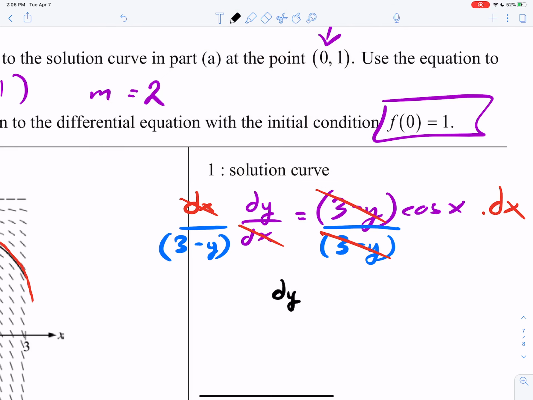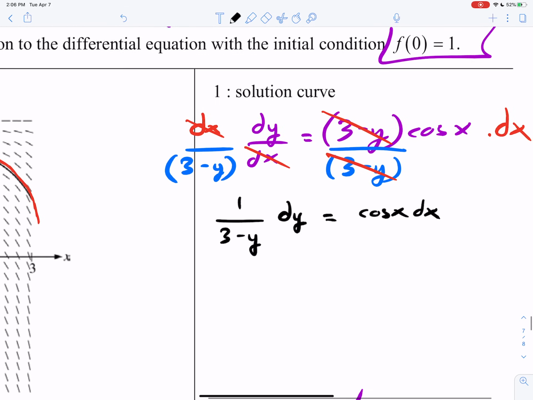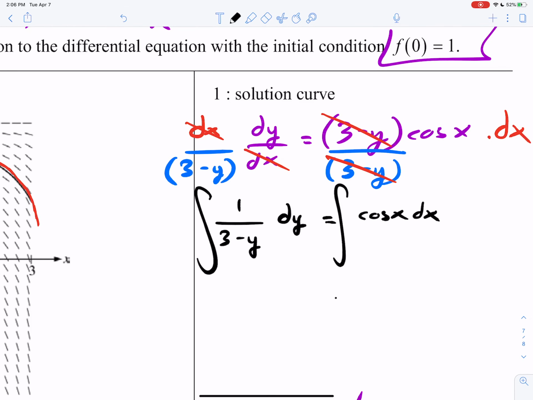Okay, so dy times 1 over 3 minus y equals cosine of x dx. Okay, first step is to separate. Next step is to actually integrate. Okay, the right side, the integral of cosine is just sine x. Make sure that you practice that.